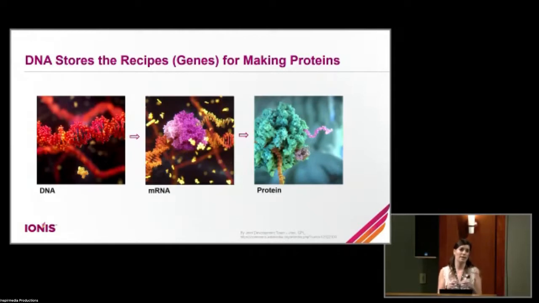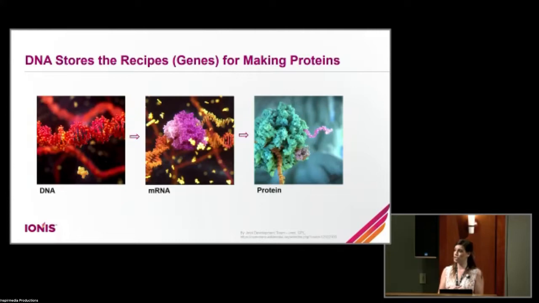Now, this is where the really interesting thing happens. A temporary copy of the recipe is made, and this copy is called messenger RNA or mRNA. Now, the mRNA is much more mobile than DNA. And so this mRNA copy of the recipe is able to leave the nucleus and interact with the cellular machines that read the mRNA and use that information to help produce a protein.